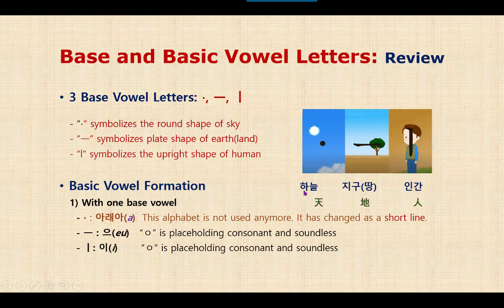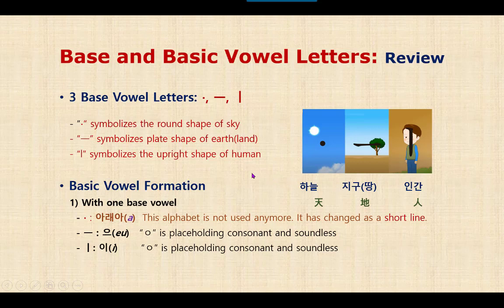If you still don't remember sky, earth, human, you just need to memorize what? This is a dot. This is a horizontal line and a vertical line. So, dot, horizontal line, vertical line, three base vowels, and this is read as arae-a. But you learned that this arae-a is not used anymore, because it has been changed to a short line. This dot has changed to a short line.